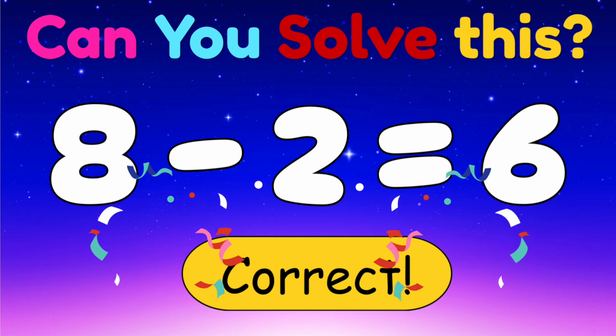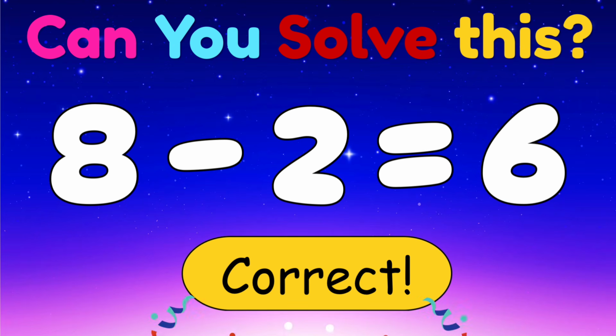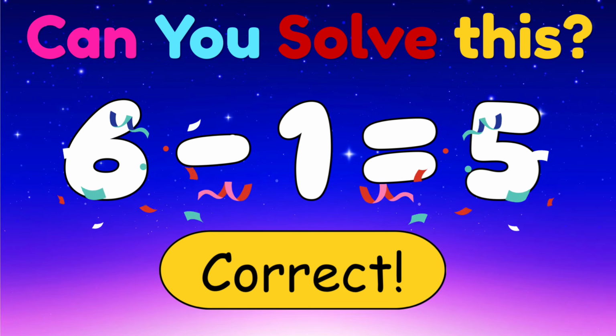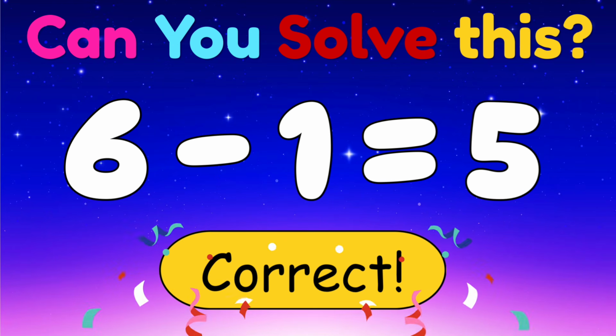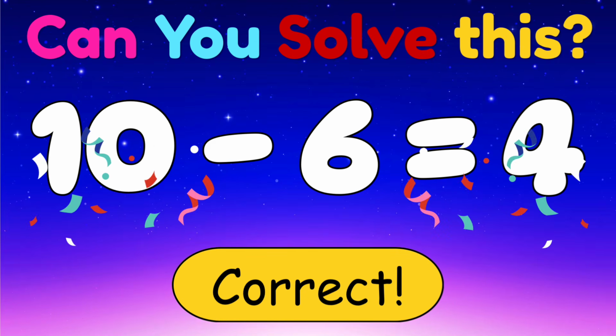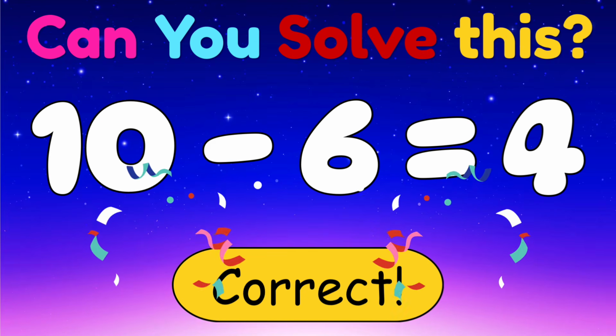The correct answer is 6. Excellent. What is 6 minus 1? Correct. It's 5. Well done. Next question. 10 minus 6 equals. Correct. It's 4. Super.